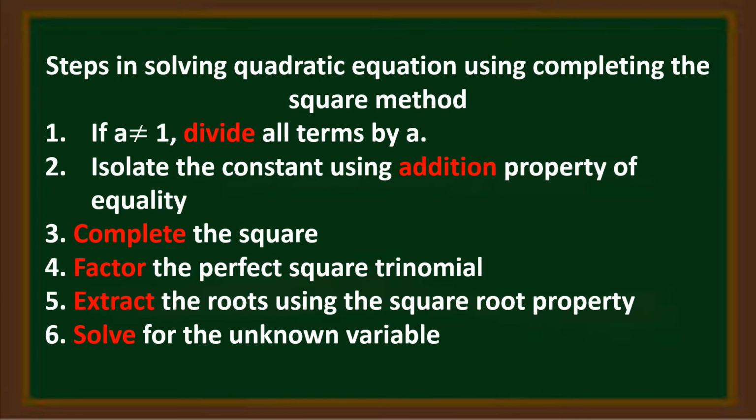Here are the steps in solving a quadratic equation using the completing the square method. First, you have to take a look at a. If a is not equal to 1, you have to divide all terms by a. Next is to isolate the constant using the addition property of equality. The third is to complete the square. Fourth is to factor the perfect square trinomial. After that, you have to extract the roots using the square root property. And lastly, you have to solve for the unknown variable.